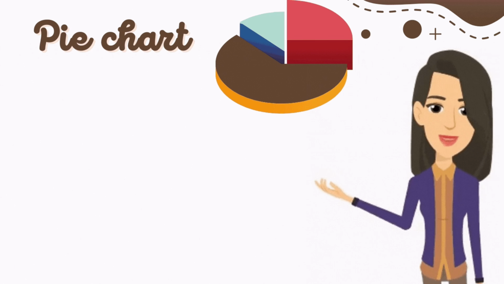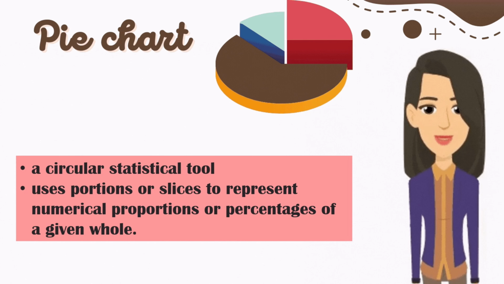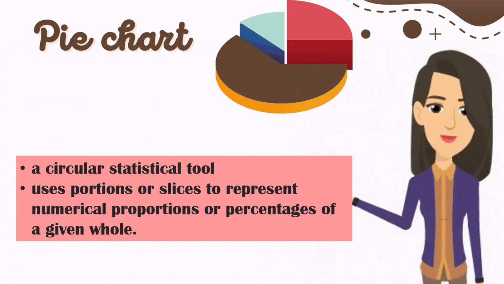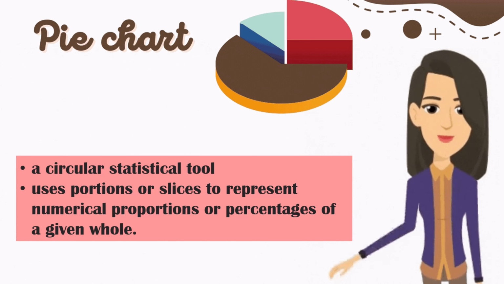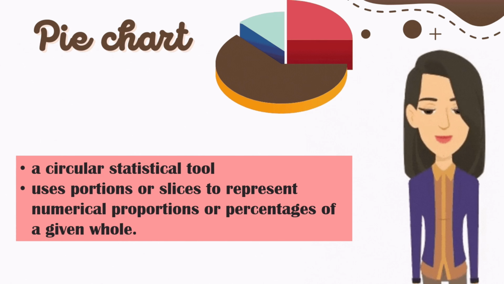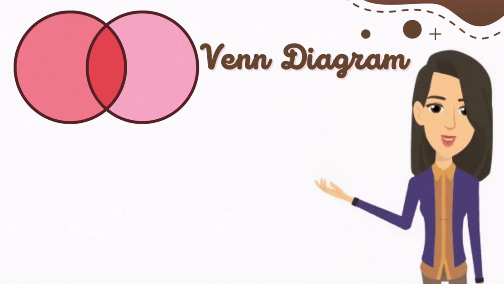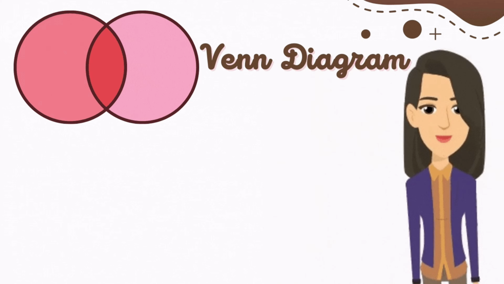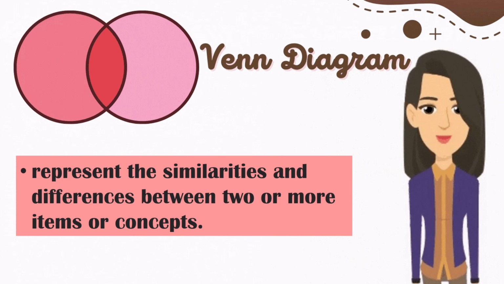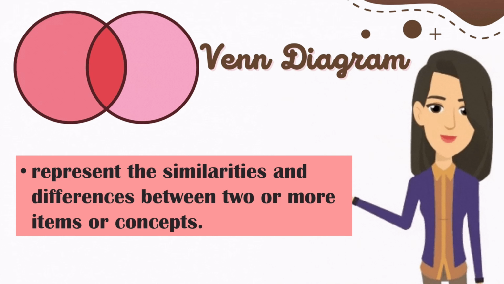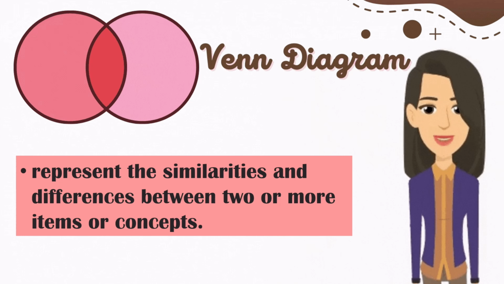A pie chart or pie graph is a circular statistical tool and uses proportions or slices to represent numerical proportions or percentage of a given whole. A Venn diagram uses overlapping shapes, usually circles, to show or represent the similarities and differences between two or more items or concepts.